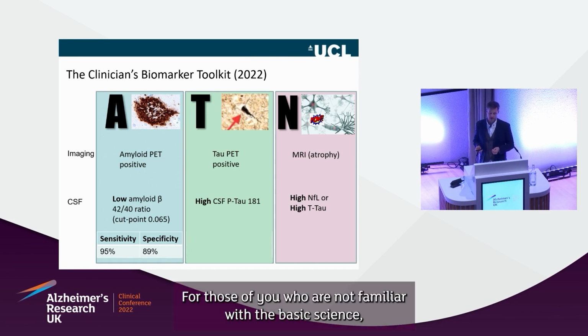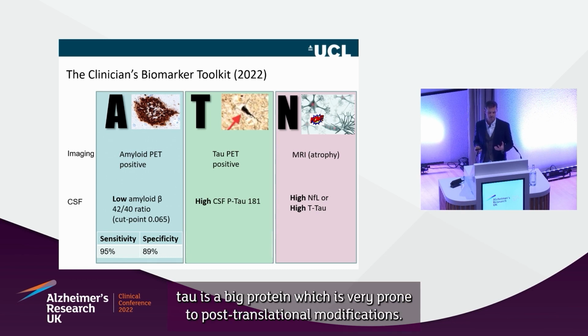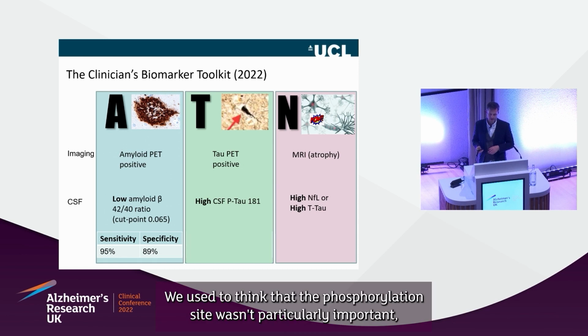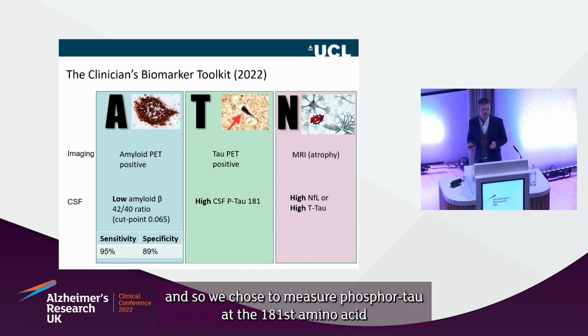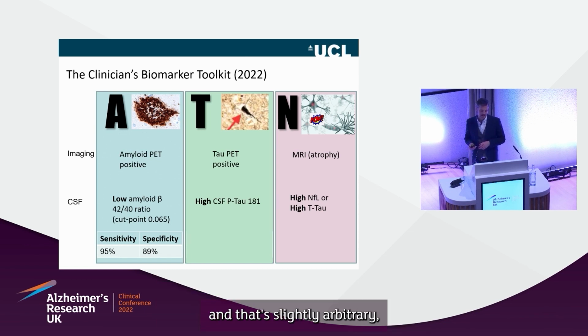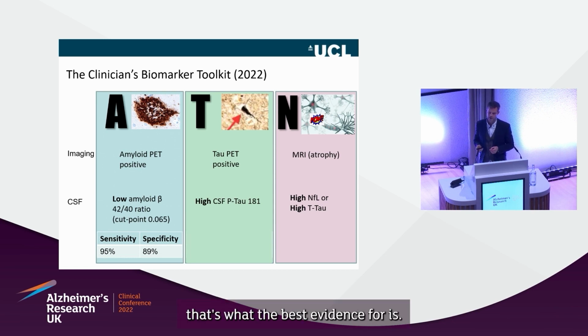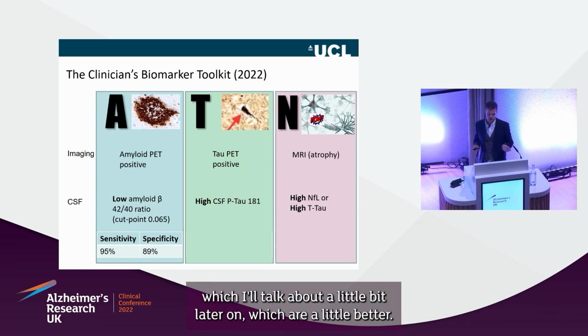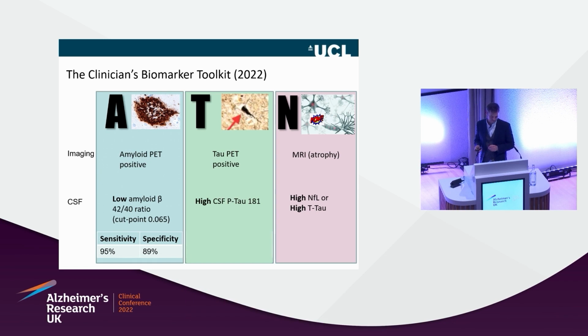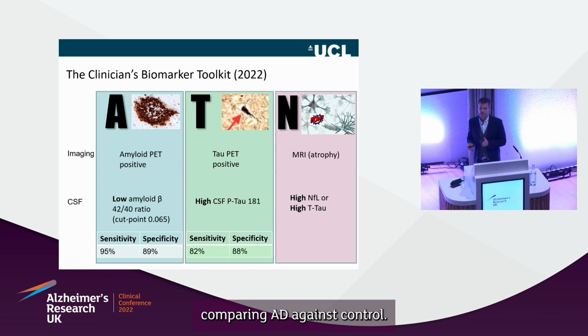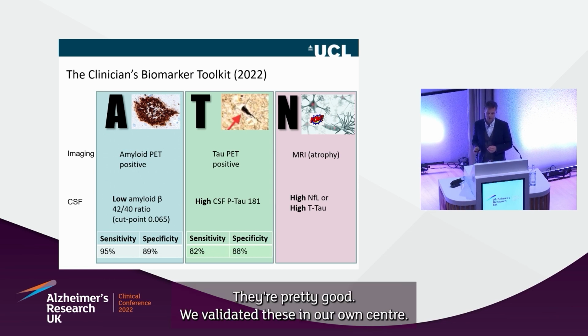Then let's look at tau. For those of you who are not familiar with the basic science, tau is a big protein which is very prone to post-translational modifications, and there are phosphorylation sites at multiple places in tau. And we used to think that the phosphorylation site wasn't particularly important, and so we chose to measure phospho-tau at the 181st amino acid. And that's slightly arbitrary, but that's what we're using in clinical practice. That's what the best evidence is for. But there are now other phosphorylation sites, which I'll talk about a little bit later on, which are a little better. And again, these are the manufacturers' sensitivities and specificities comparing AD against control. They're pretty good. We validated these in our own center.